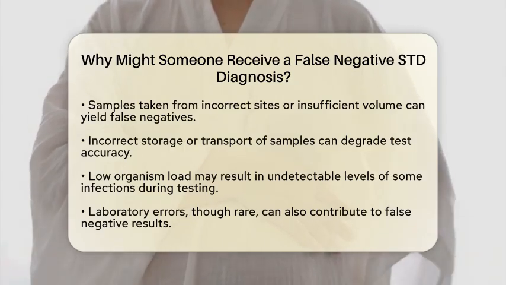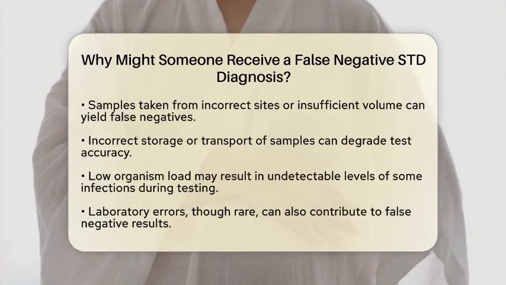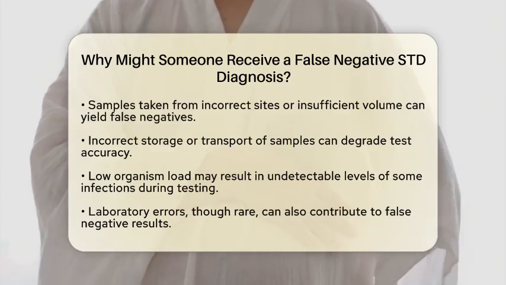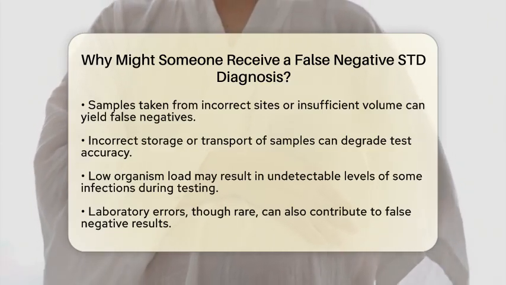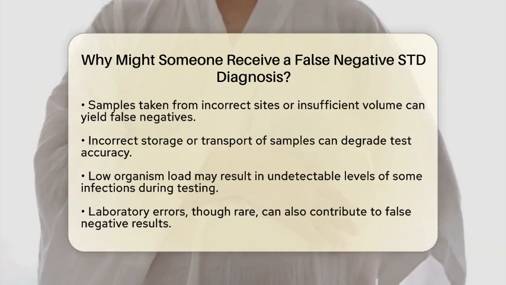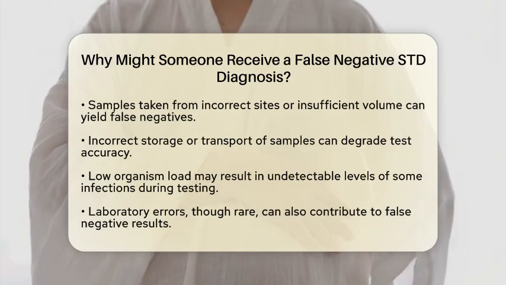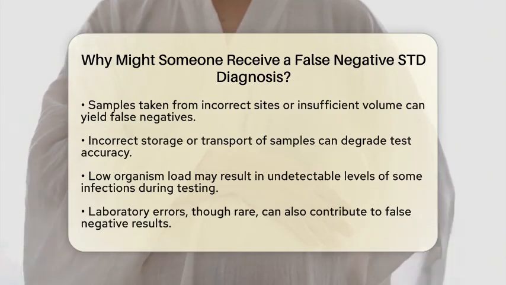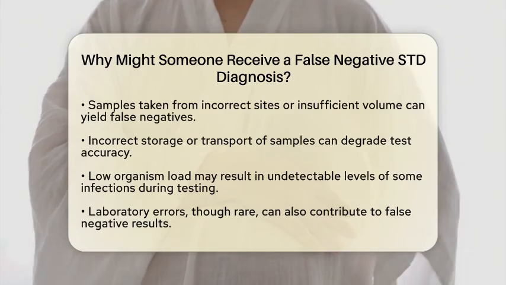Improper sample collection or handling can also cause issues. If the sample is taken from the wrong site or if there is not enough sample volume, the test may yield a false negative. Additionally, if samples are not stored or transported correctly, this can degrade the specimen and reduce test accuracy. Another factor is the organism load.